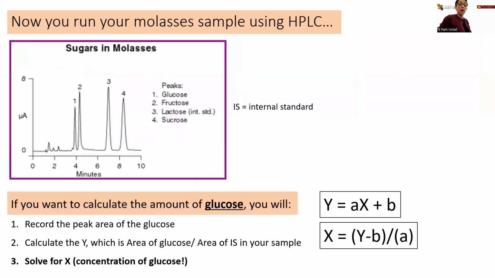Okay, then in your sample now, you ran your standards, you have your 3 equations of the line, then you run your sample, the molasses, which also has the same amount of lactose in it. So again, in order to get the concentration of, let's say, glucose, you take the area of glucose divided by the area of your lactose. You get that ratio, and that's your y. And then you have the slope, you have the intercept, and then you calculate the x.